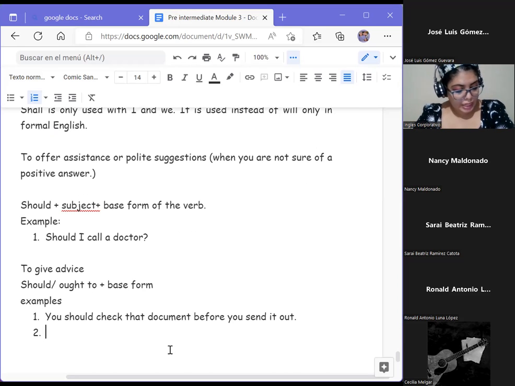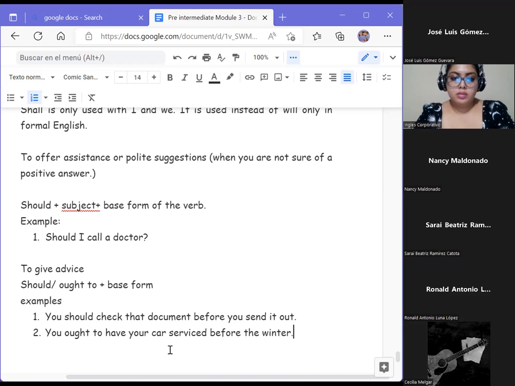And then number two, it says, you ought to have your car serviced before winter. So in that case, it's like saying, deberías de tener tu carro ya revisado y todo arreglado antes del invierno.